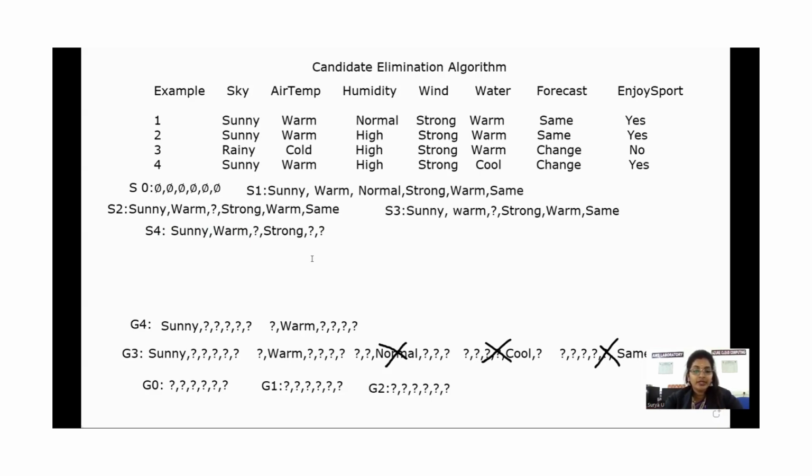Now the second step, what we are going to do is we are just going to compare this S4 with G4, and you are going to create the consistent hypothesis. Okay. Now the next step is we are going to compare this S4 with the G4. Now let's start this. See, now what we are going to do, as I said, we are just going to compare S4 and G4. So how you are going to write this is, so here, see, we have two criteria. One is sunny and the other one is warm. Others are question mark, right? So here we have sunny, warm, strong.